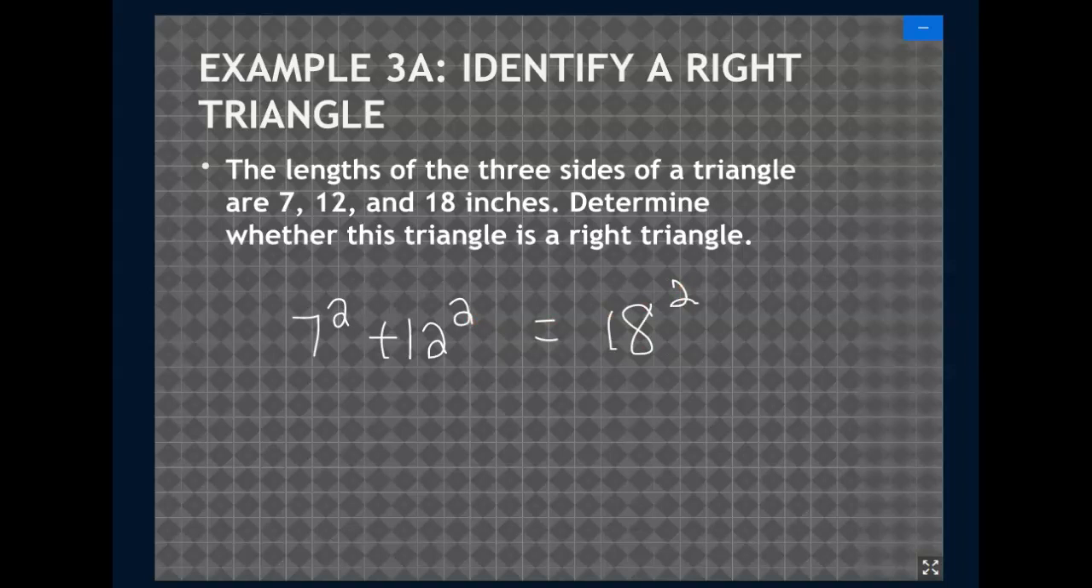So we need to determine if 7 squared plus 12 squared, which is 193, equals 18 squared, which we know is 289. No, it's not, sorry. That's 17 squared. So 18 squared is 324. Does 18 squared equal 7 squared plus 12 squared? And no. Therefore, they're not equal. Therefore, this is not a right triangle.